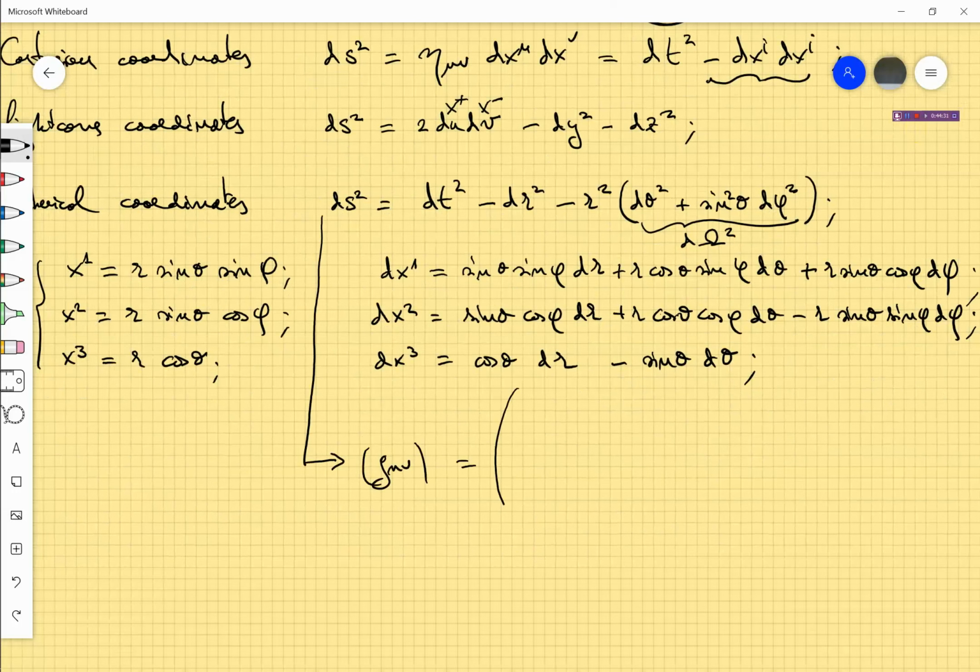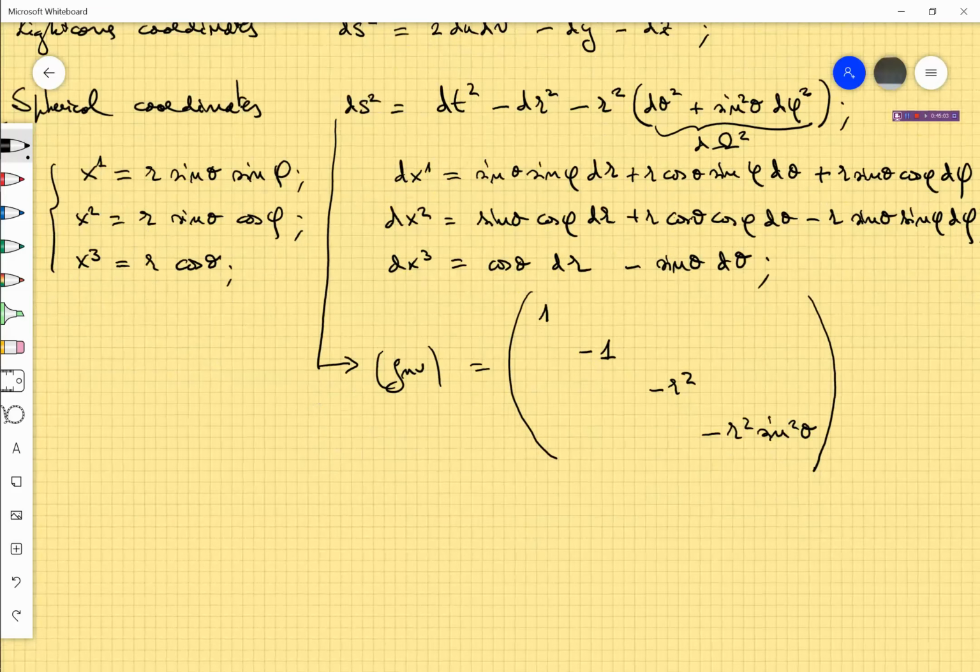So now the coordinates are t, r, theta, and phi. And you see that this metric is diagonal, only the squares of these differentials appear, there are no cross terms like d theta d phi, so this is really easy to do. So this is 1, this is minus 1, minus r squared, and minus r squared sine squared theta. These are the components of the Minkowski metric in spherical coordinates.